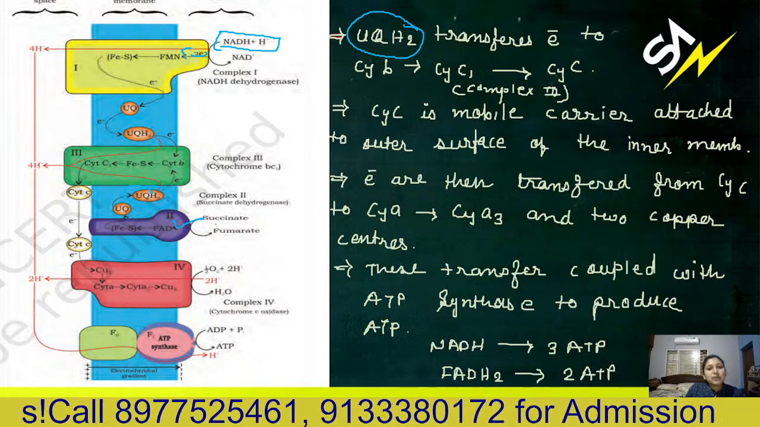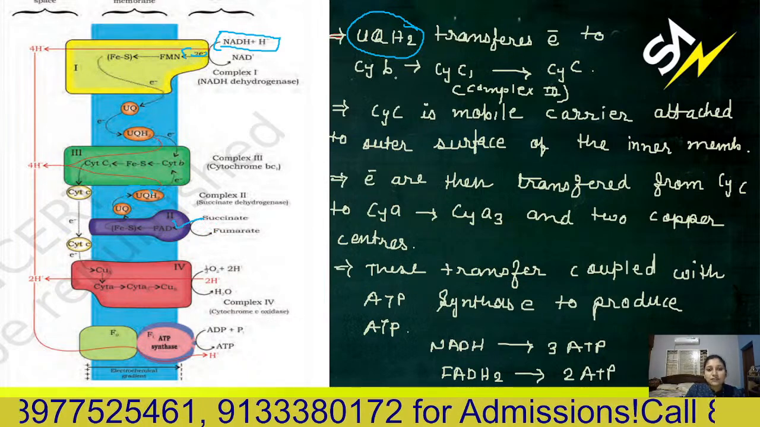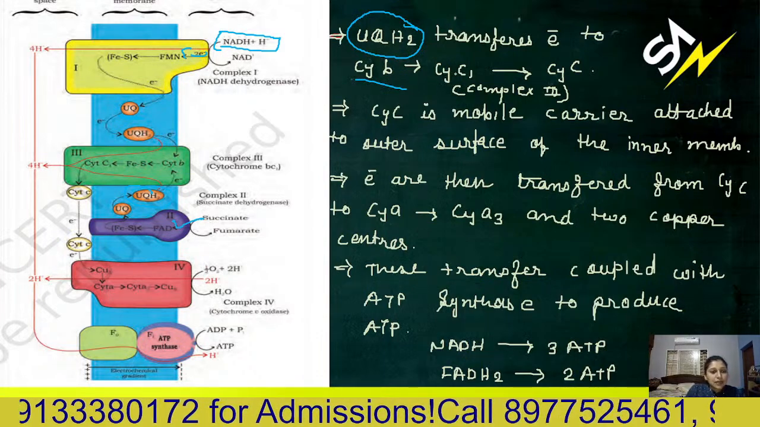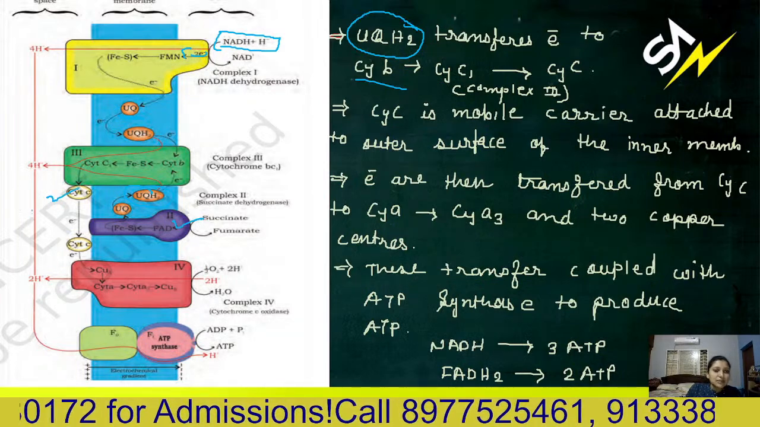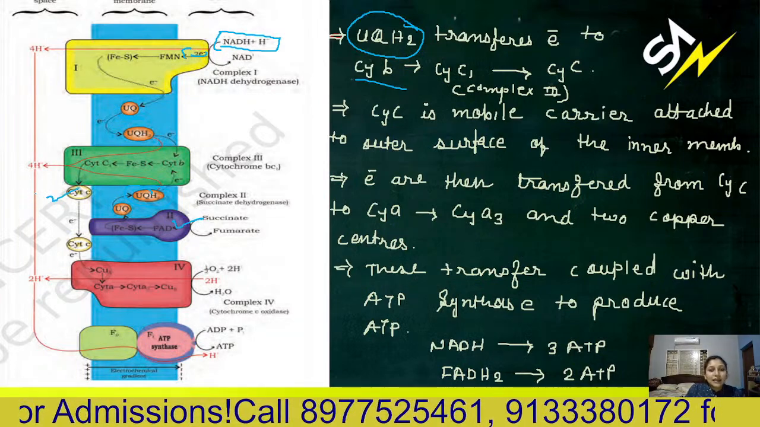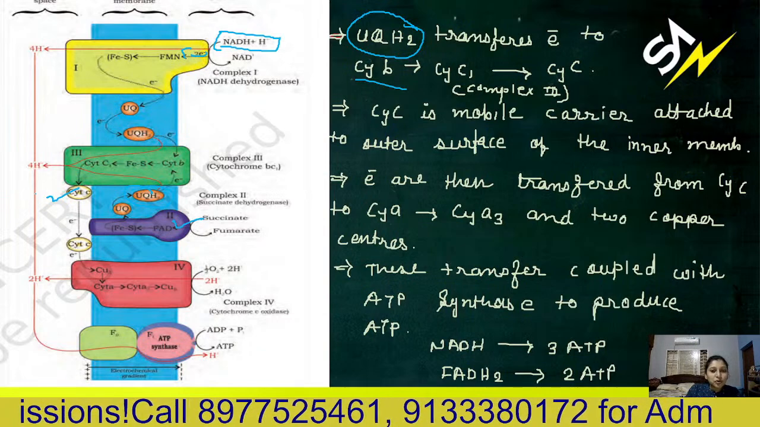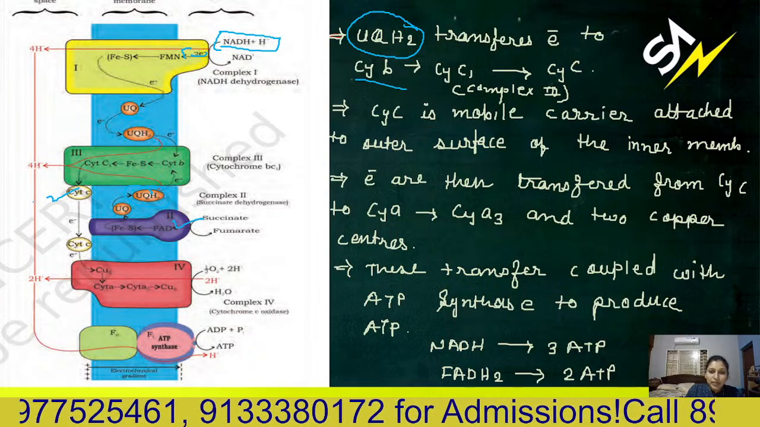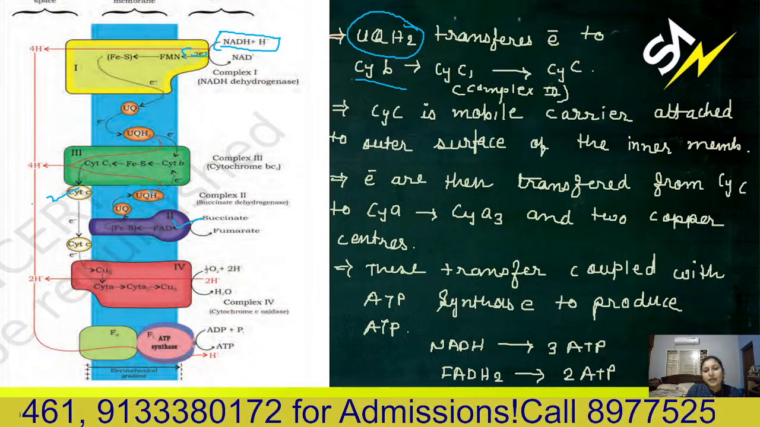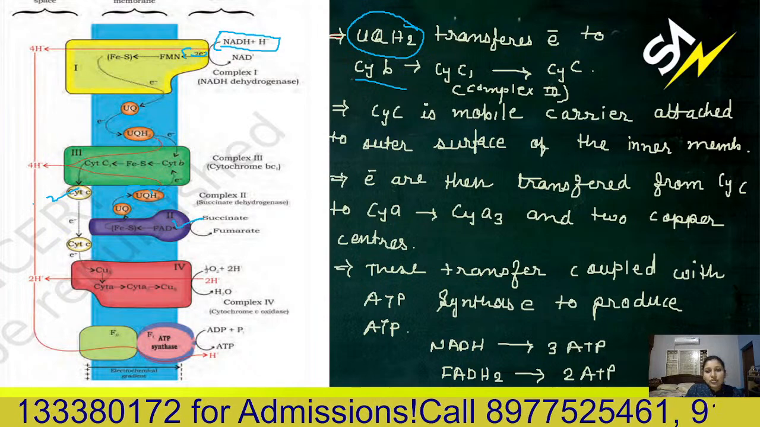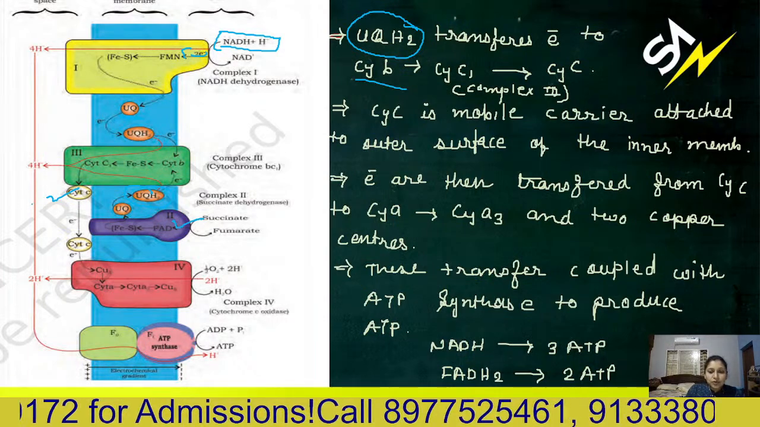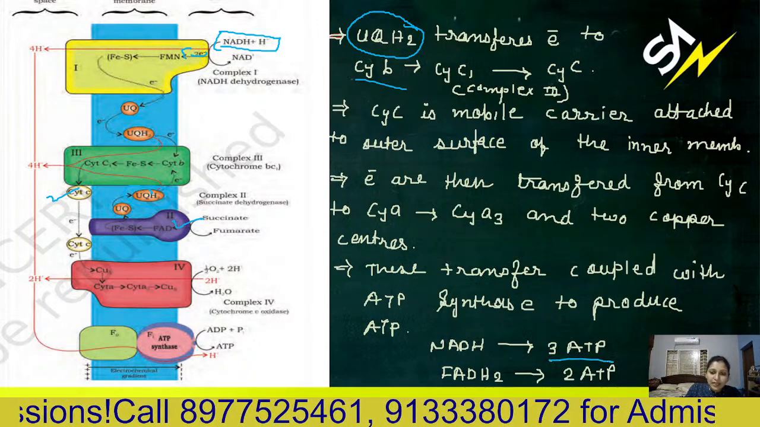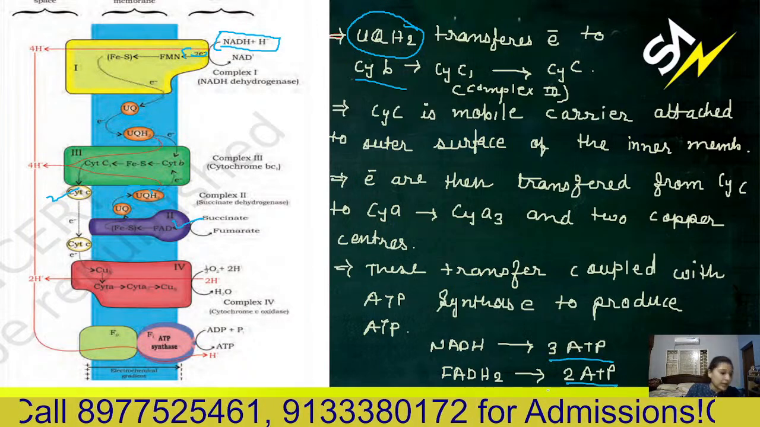Then electrons are transferred from ubiquinol to cytochrome b, then cytochrome c1, and finally cytochrome c. Cytochrome c, you can see here, is a mobile carrier attached to the outer surface of the inner mitochondrial membrane. Electrons are then transferred from cytochrome c to cytochrome a, then cytochrome a3 and the copper centers. These transfers are coupled with ATP synthesis: one NADH gives you 3 ATP and one FADH2 gives you 2 ATP.